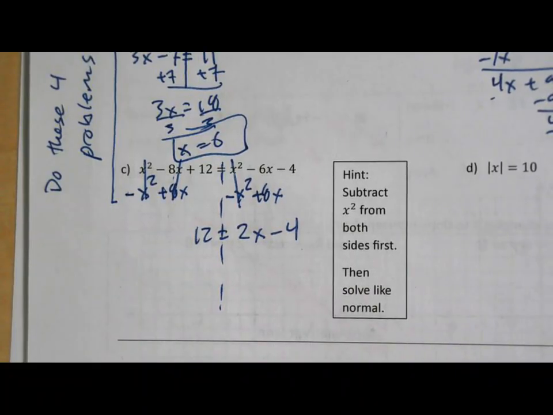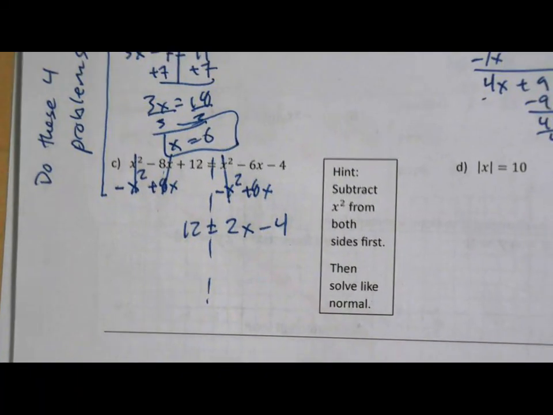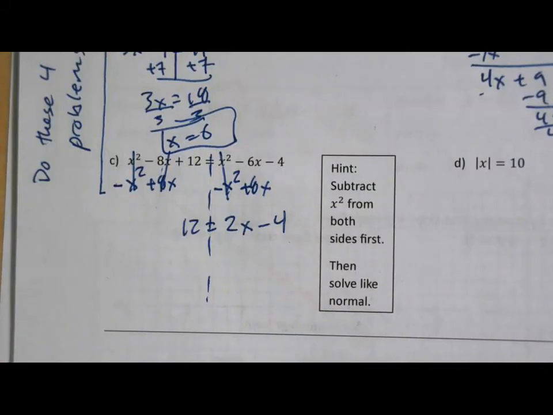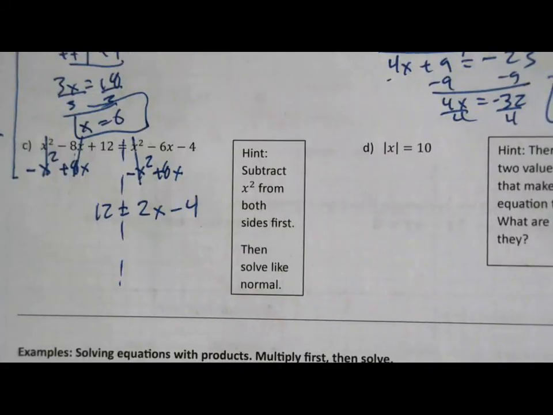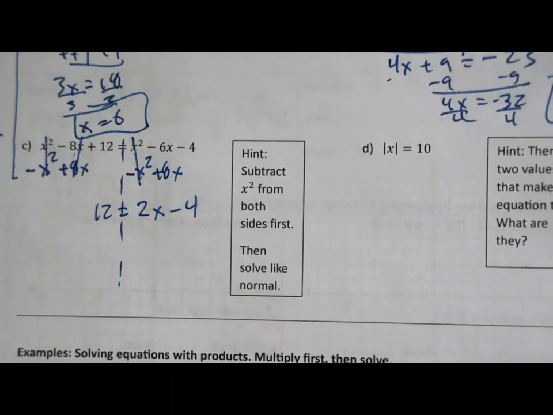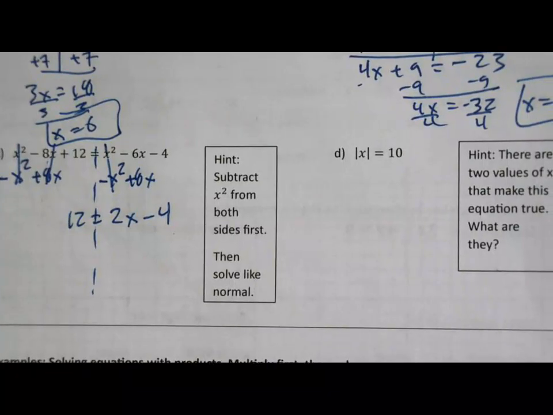Any questions on that one? You're going to see some problems that have x squareds in them today, but just subtract it from both sides and it'll go away. Now, it's not always going to happen where they both go away completely. We'll deal with when that doesn't happen at the end of the year. Probably in May.